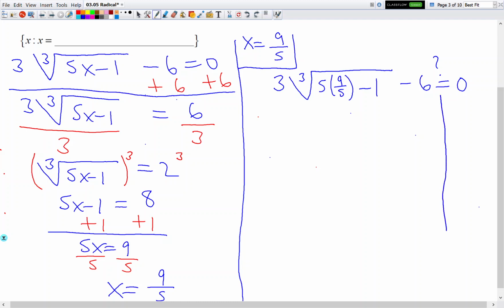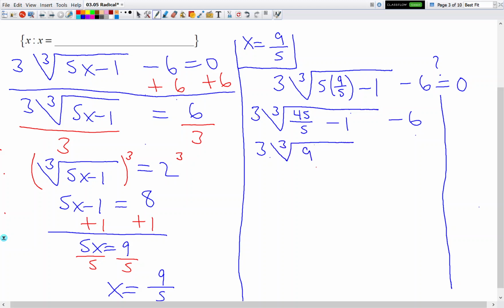Okay, so my right side is already fully simplified. My target is a 0, so let's just play with the numbers on the left side. So you got the 3 times the cube root of, and then you're going to go 5 times 9/5. So that's going to make 45 over 5. And then minus 1, and then minus 6. Okay, then you're going to keep on simplifying. You got 3 times cube root of 9 minus 1, right? Because 45 divided by 5 is 9. And then minus 1, and then minus 6 on the outside.